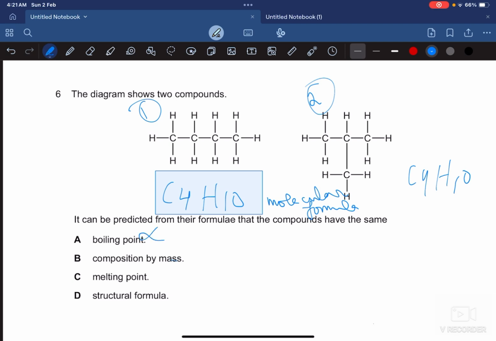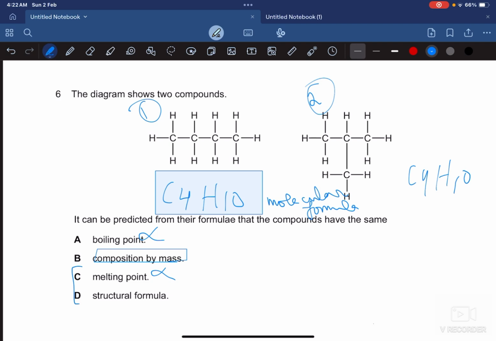Composition by mass. Well, that's a good term, and let me explain what this means to you. Wait a sec. First, I'll look at options C and D. Melting point, no. Structural formula, not at all. The structures of both these are completely different.